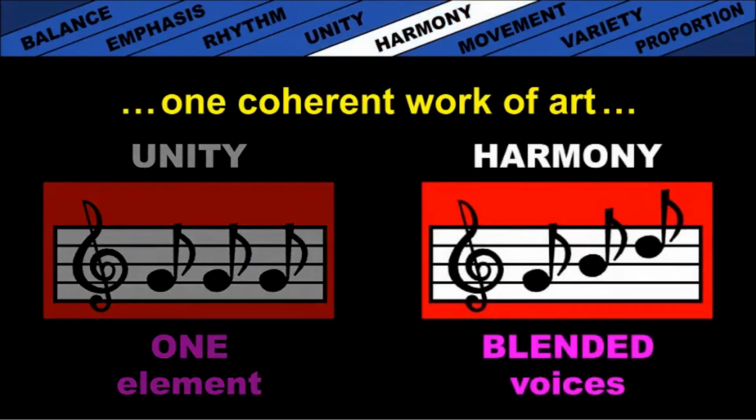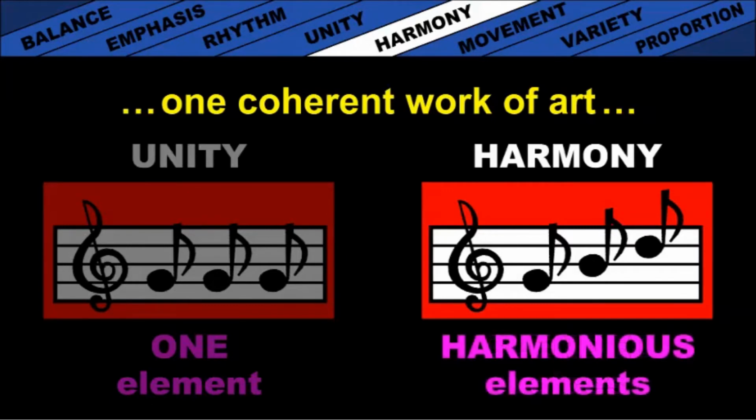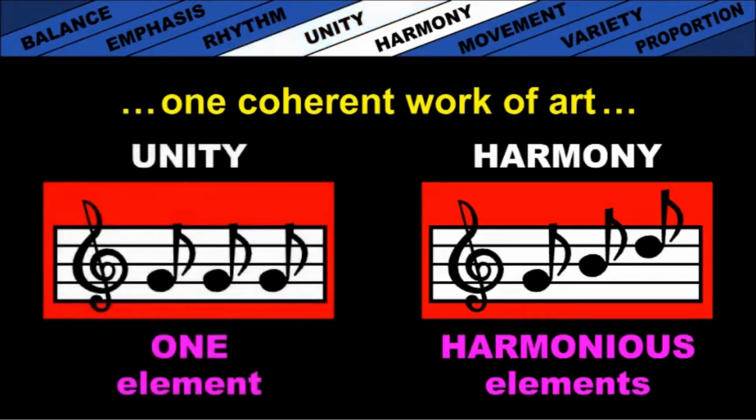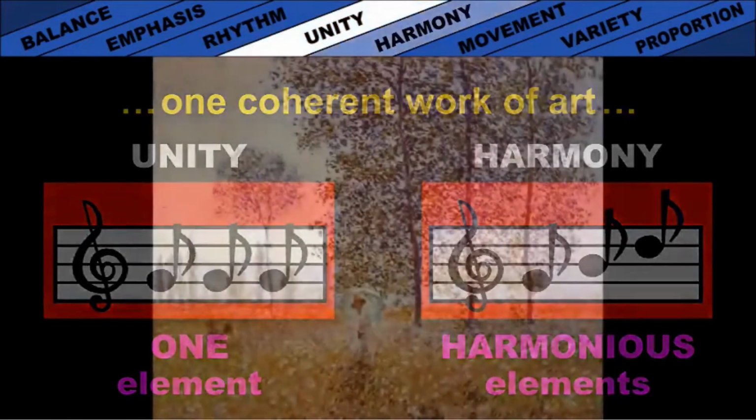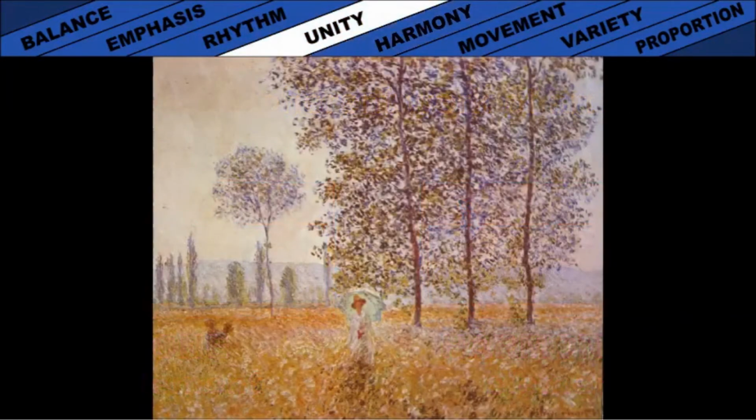The principle of harmony can be compared to a group of singers who are blending their voices in harmony with musical notes that are different but compatible. For example, an artist could achieve harmony by using a family of colors that are different but compatible throughout a work of art. Look at these paintings of poplar trees by Claude Monet.